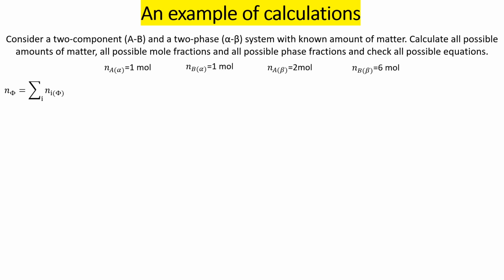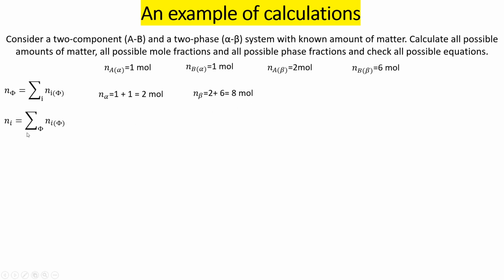First, let me find the amount of matter in different phases. For that, we add the amounts of matter of the components in the same phase. So, N alpha is calculated as Na alpha, which is 1 mole, plus Nb alpha, which is also 1 mole. So altogether in phase alpha we have 2 moles. 1 plus 1 is 2 for the whole phase alpha. Okay, let me repeat it for phase beta. Na for beta is 2, and Nb for beta is 6, so 2 plus 6 is 8.